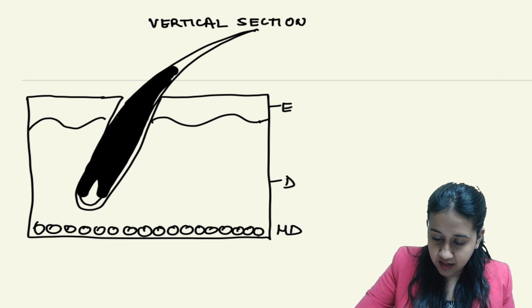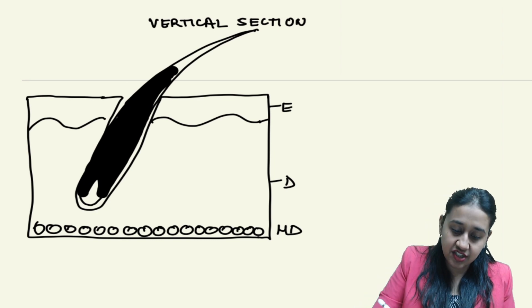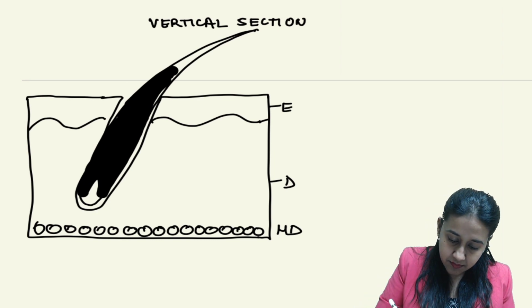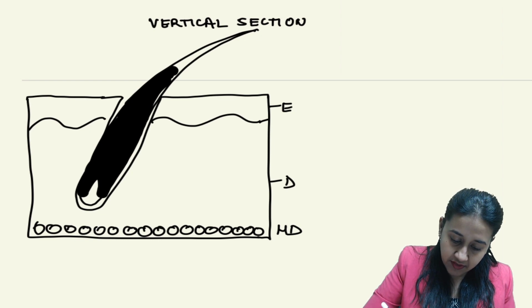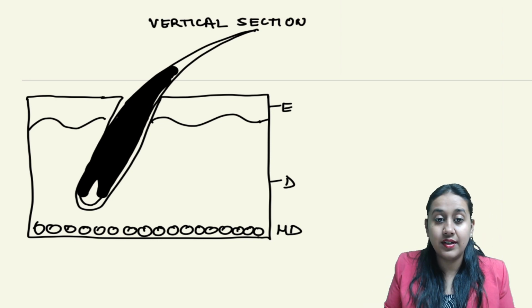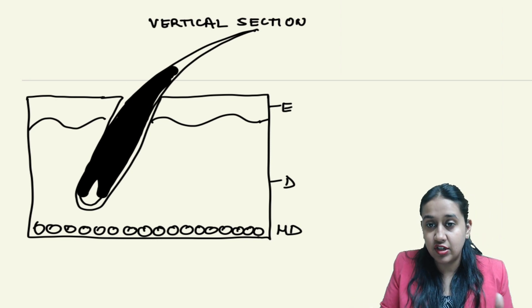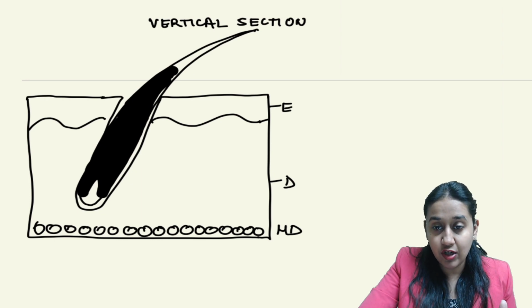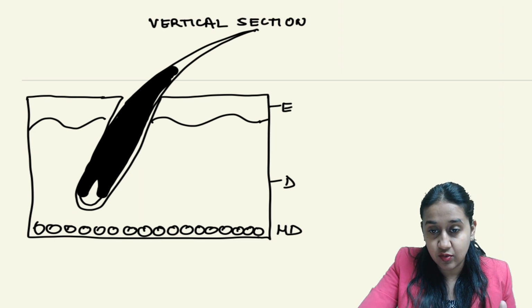At the lower part of the hair, there is a slight invagination like this. This is known as hair papilla. A small invagination which is present at the lower end, this is known as hair papilla.